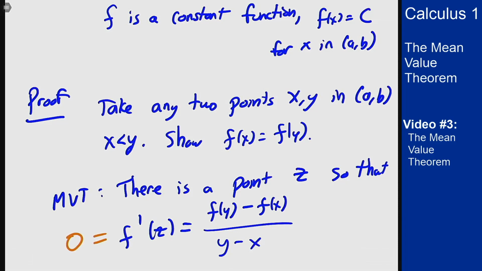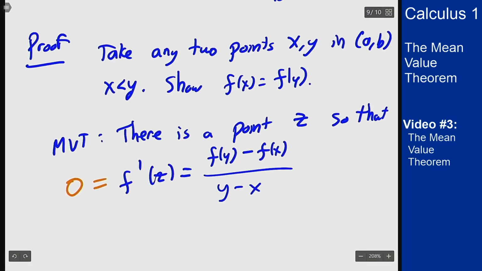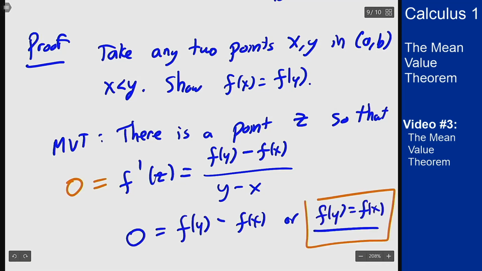And since y is not the same as x, since y is bigger than x, I can multiply through by y minus x, and then get that 0 equals f of y minus f of x, or f of y equals f of x. So no matter what points I pick, they always have the same value, therefore my function's constant. Which is a great point to have. If I know the derivative is 0, my function has to be constant.